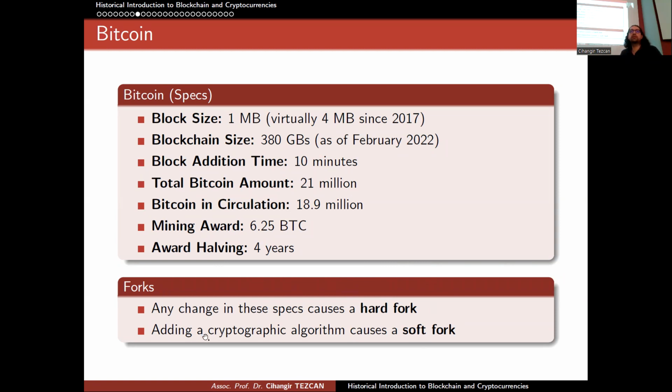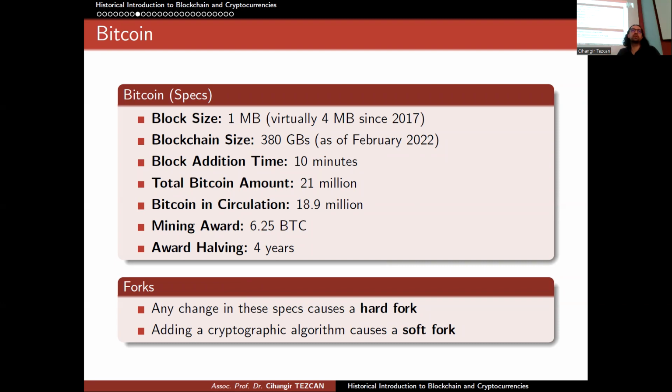But if you make small changes that are backward compatible, then this is called a soft fork, and adding a cryptographic algorithm actually causes a soft fork. Just a few months ago, in November 2021, Bitcoin had a soft fork. They added a new signature algorithm, Schnorr signatures. This way they created a soft fork. I think it was like 4 years since Bitcoin received an update.